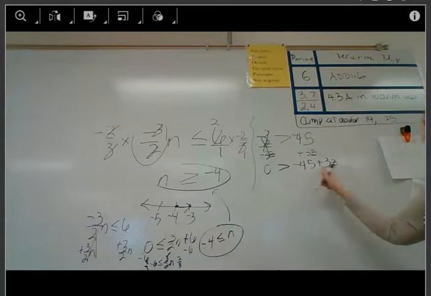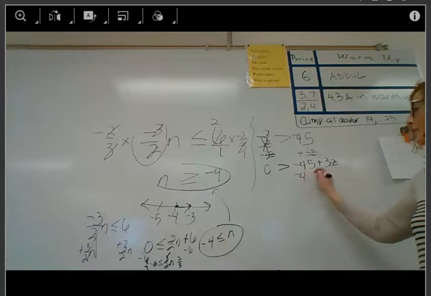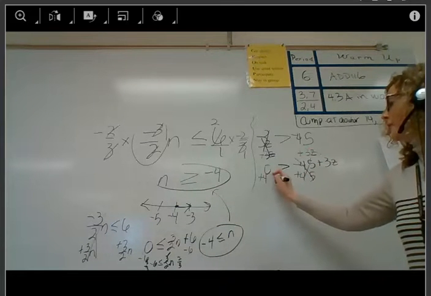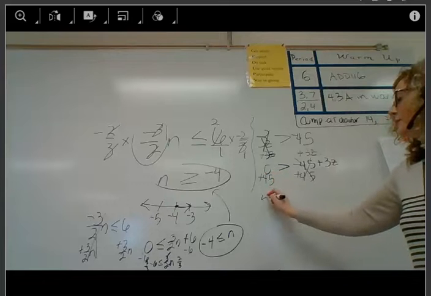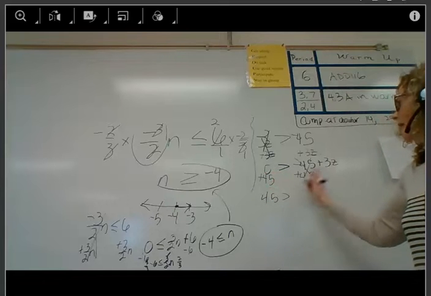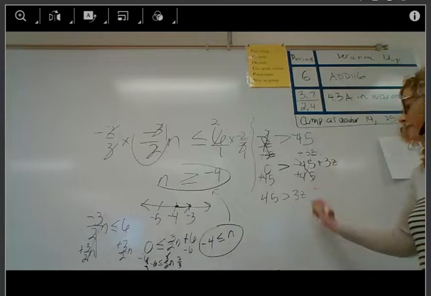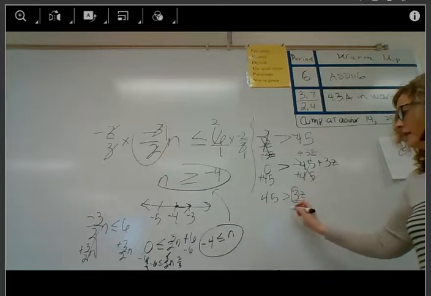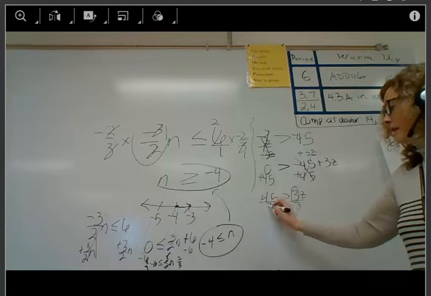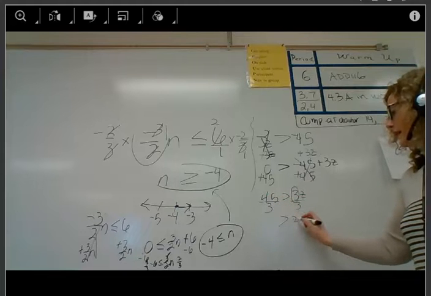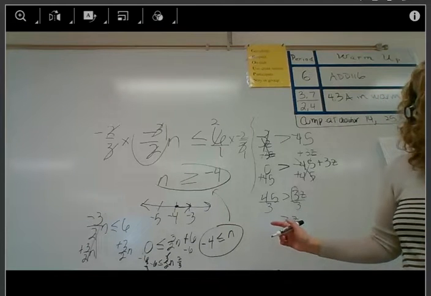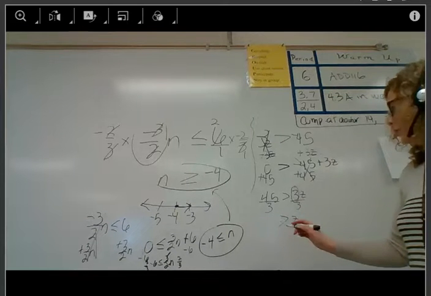So to get this figured out, I would add 4.5 to make a 0 pair. But that means I have to add 4.5 over here. So it makes me 4.5 is greater than 3z. And then what you can do to get z by itself is divide by 3, divide by 3. So then your z is going to be your 1.5.